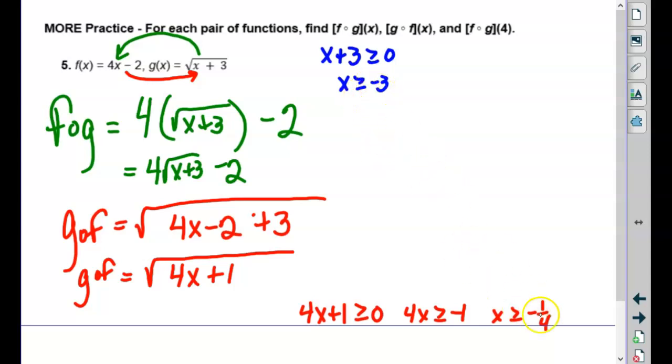Does this include numbers that it didn't include before? This said everything greater than -3.